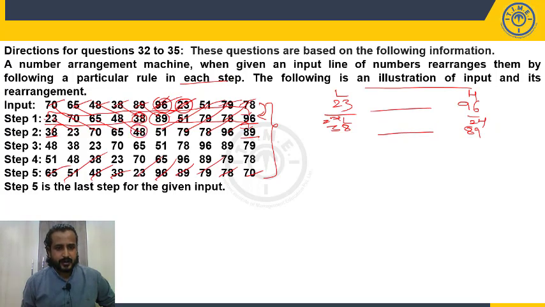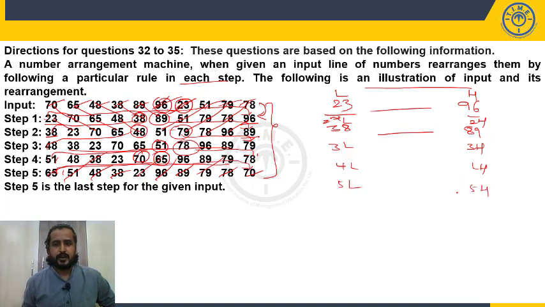Next, 48 is moving to the left hand and 79 is moving to the right hand. So the third least and third highest among the given numbers. The remaining elements are taken as is between them. Next, 51 is moving to the left hand and 78 to the right hand. Again, the fourth least and fourth highest. Now step 4 to step 5: 65 is moving to the left hand and 70 to the right hand. So the fifth lowest and fifth highest are shifted, and the remaining are taken as is. Very simple logic, and step 5 is the last step for the given input.